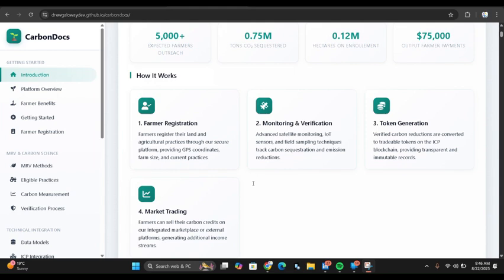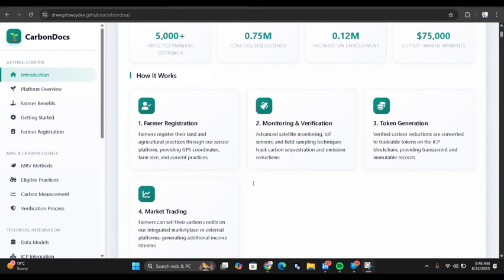There is farmer registration by providing the GPS coordinates, and monitoring and verification by advanced satellite monitoring, IoT sensors, and field sampling techniques. Here, majorly in Africa, we consider the field sampling techniques by officers. So it's a one-time method that we're going to use to collect this data.